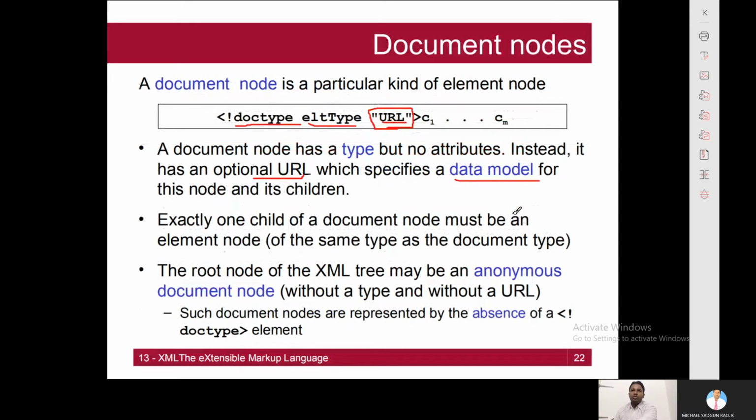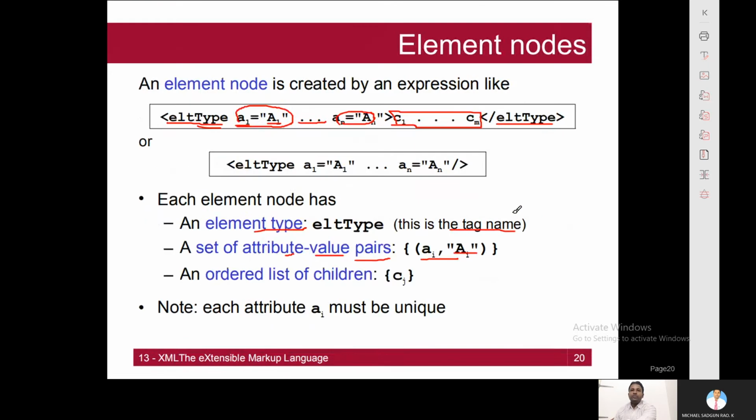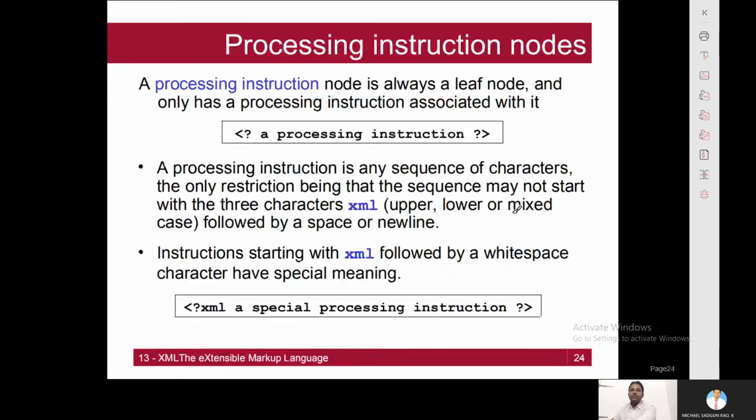We have seen the document node, we have seen the element node, and then the processing node. Processing node is what we have seen at the starting of every XML file. So we will write less than question mark and the processing instruction. There are no children for this processing node. This is only a standalone node, or we can call that one a leaf node. You can skip this, no problem. Just remember a processing instruction node will be like this.